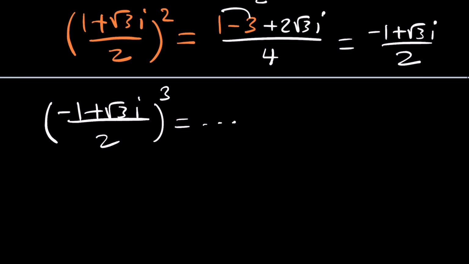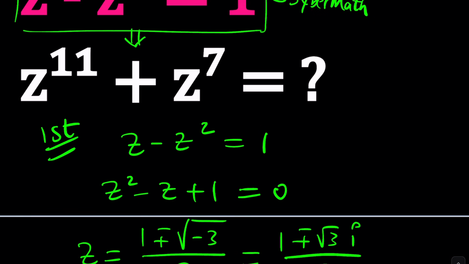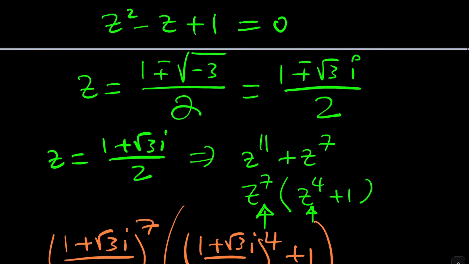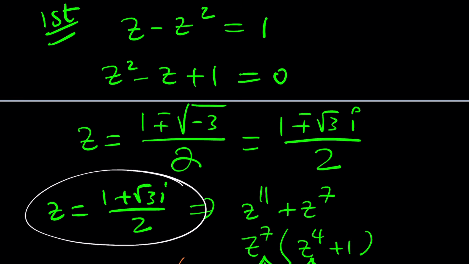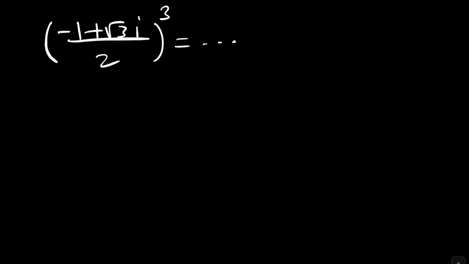So there must be an easier way to do it. This is not the way to go about it. So you don't want to take this number. Now, this number is actually super duper special. Let me tell you that. And so we can use that to our advantage. So what is that number again? z equals (1 plus root 3 i) over 2.